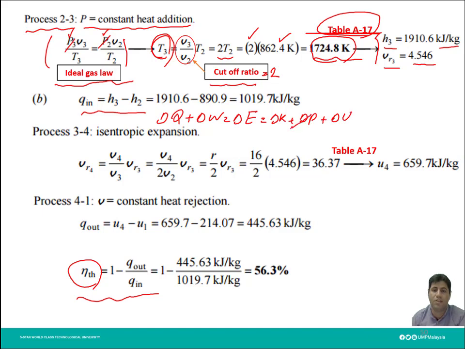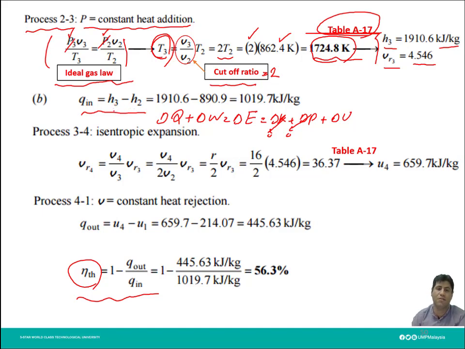Here we ignore these two, then we can write this equation, and we don't have W during this constant pressure process, so we have Q in equal to the change in the enthalpy of the system, because we have a constant pressure process. The change in the energy of the system will be equal to the change in the enthalpy of the system during that process. Q in equal to H3 minus H2.